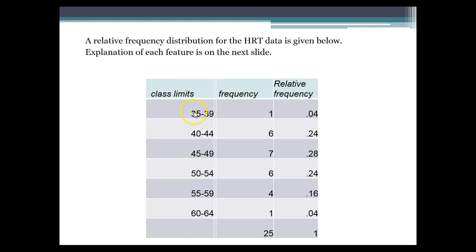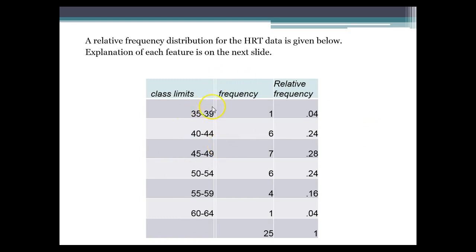So we'll talk a little more about that in just a minute. But once you've got your class limits set up, you just go through the data and count. How many people in the 35 through 39 range? Well, there's 1. 1 out of 25 gives us the relative frequency of 0.04. How many people do we have in the 40 to 44 category? You go through the data and count. There are 6 people in that range. 6 out of 25 gives you 0.24. All right.